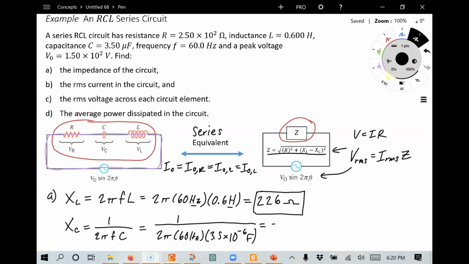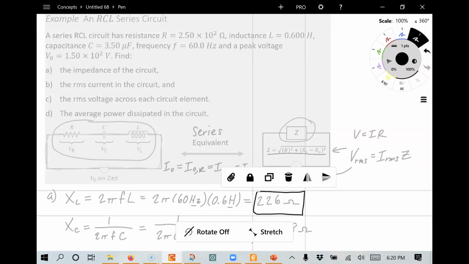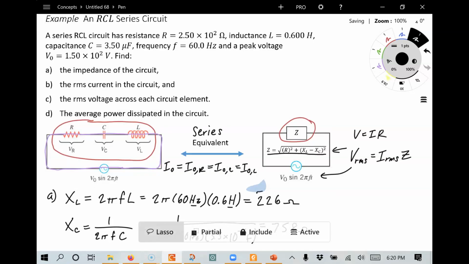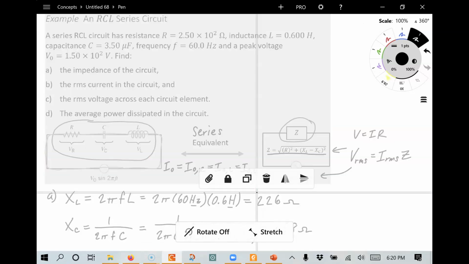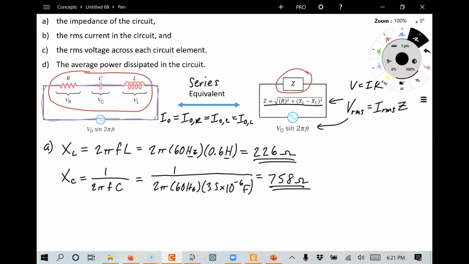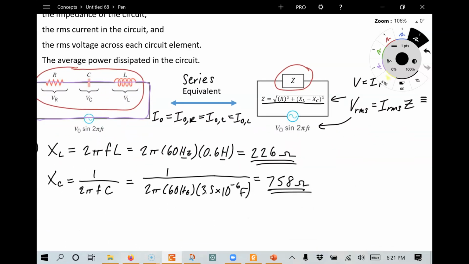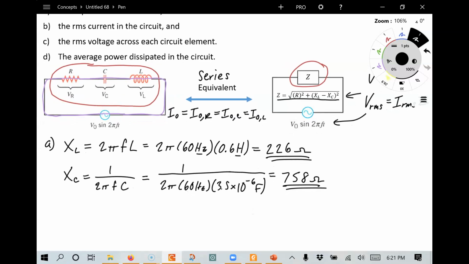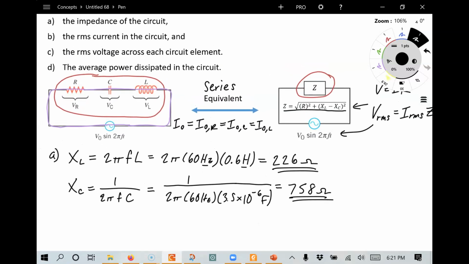And this comes out to 758 ohms. I guess I don't need to circle these yet, because they're not answers to our question yet. They're intermediate steps, right? Now that we know what the two reactances are, we can use the equation for Z to calculate the impedance.